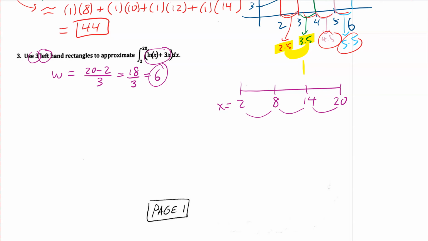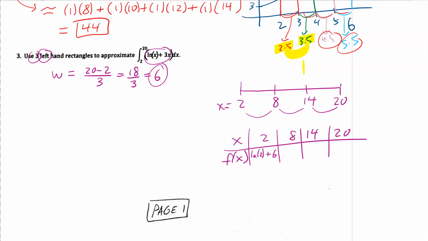So if you were to make a little table to go with this, it may look something like this. You have an x and you have an f of x, or g of x, whatever you want to call it. So we're going to go from 2 to 8 to 14 to 20. And now we know we're supposed to be doing left-hand rectangles. Well, that means whatever I plug in over here on the left, this would be ln of 2, plus 3 times 2, which is 6. The next one, I'm going to plug in the 8, ln of 8 plus 3 times 8, which is 24.